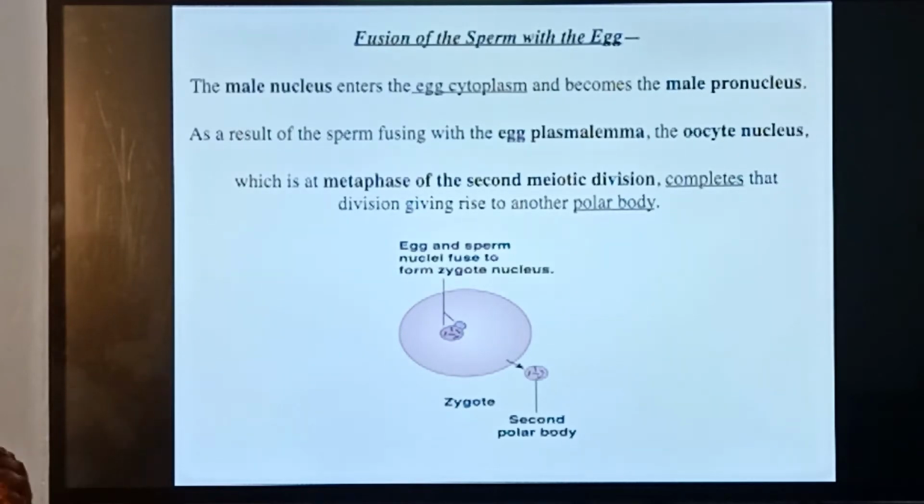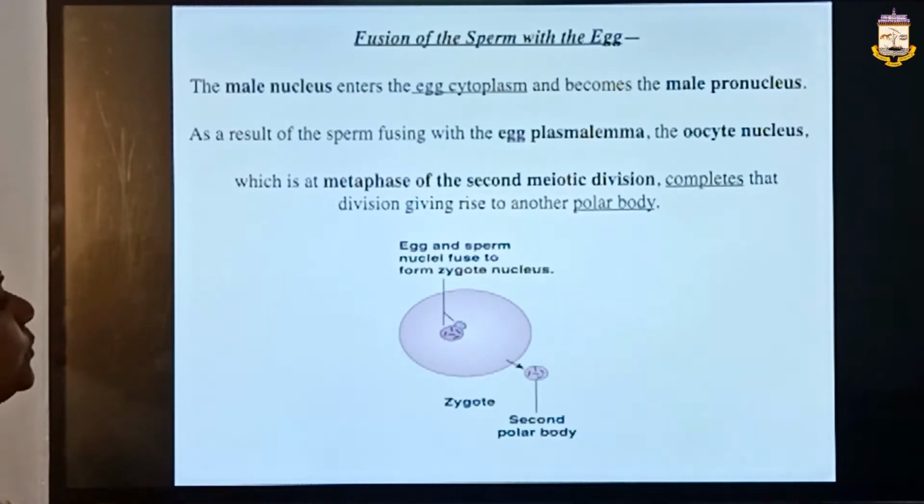Now you have to see that before that the sperm has a nucleus. That nucleus you call the male nucleus, but when it enters the cytoplasm, you call it the male pronucleus. As a result of the sperm fusing with the egg plasmalemma, that means the plasma membrane, when it enters inside the oocyte, it tries to fuse with the oocyte nucleus. Now the oocyte nucleus is at the stage of metaphase of the second meiotic division. It is completed only by the fertilization process, that is the fusion with the male pronucleus, and then the completion is done.